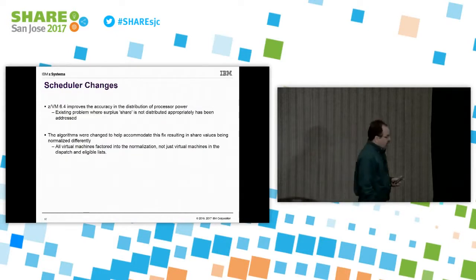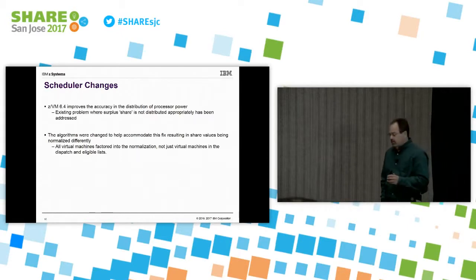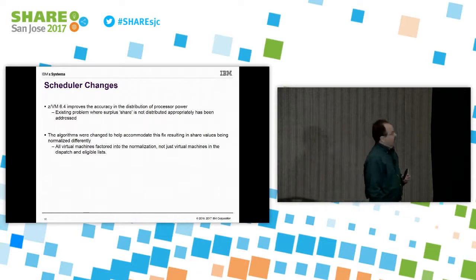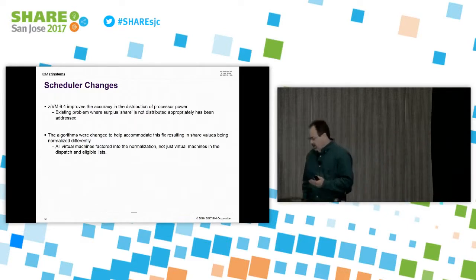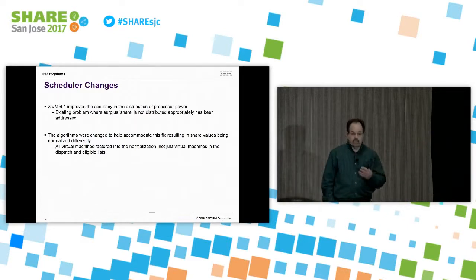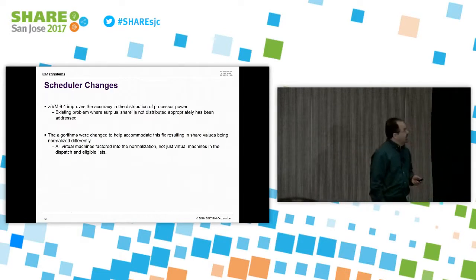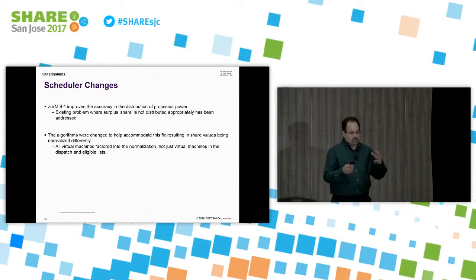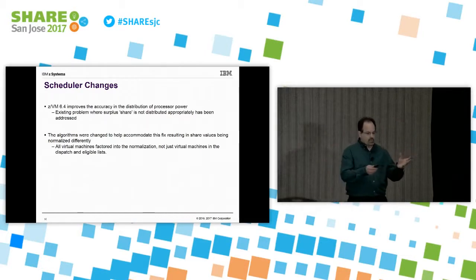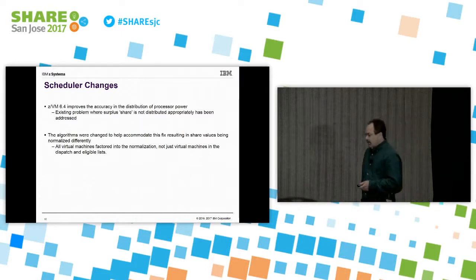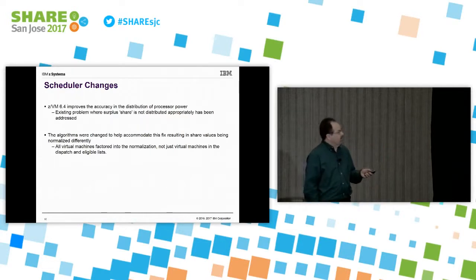So in addition to the eligible list, there were some issues with how the scheduler distributed surplus shares of processor power. Okay, so that's been fixed in z/VM 6.4. There's a chance you could see some different behaviors because of that, and I'll take you through an example. But the surplus share is distributed more equitably among the virtual machines. The one key thing that's different is normalizing the shares, the surplus shares.